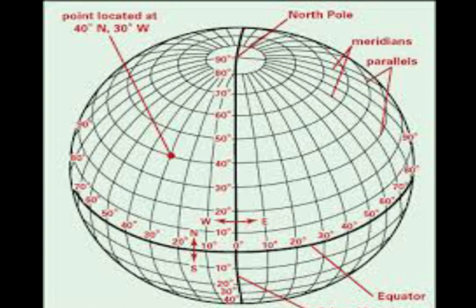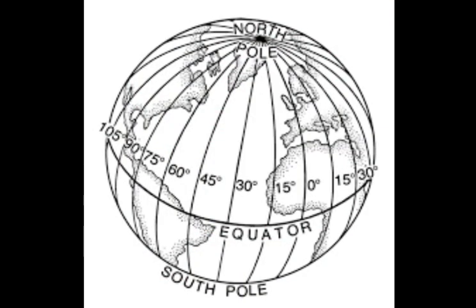There are 360 meridians. Like latitudes, longitudes are also measured in degrees, minutes, and seconds. The prime meridian divides the earth into two equal halves, the eastern hemisphere and the western hemisphere. The longitudes which lie to the east of the prime meridian are marked with letter E, and those which lie to the west are marked with letter W.